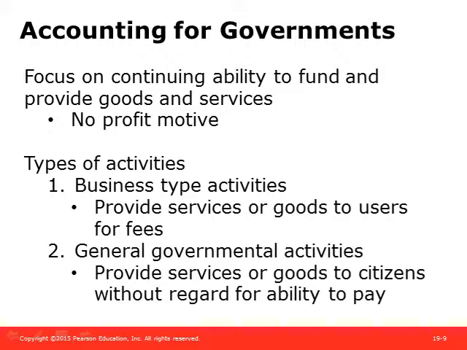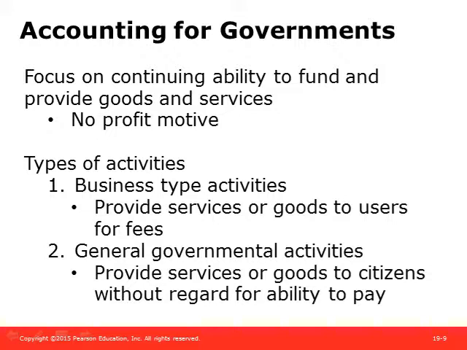Since GASB Statement 34 was issued in 1999, state and local governments must utilize two bases of accounting and two measurement focuses. And so, state and local governmental units engage in both business-type activities and general governmental activities. Business-type activities provide services to users for fees that are intended to recover all or at least the primary portion of the cost of providing the services.